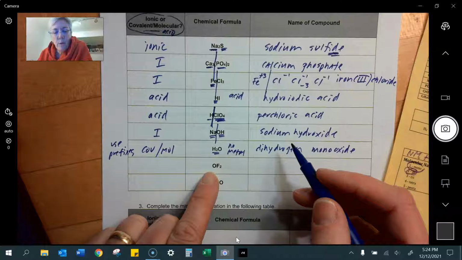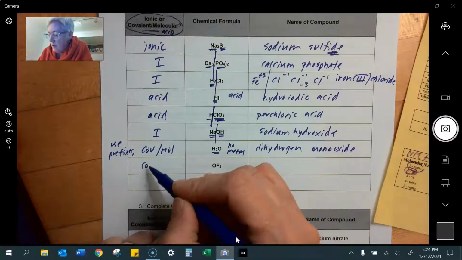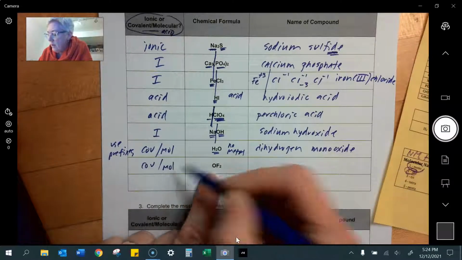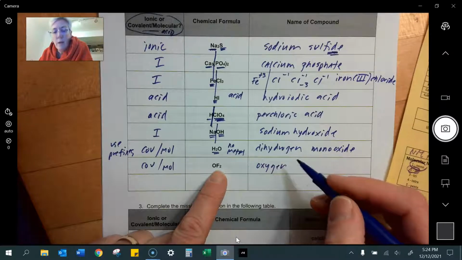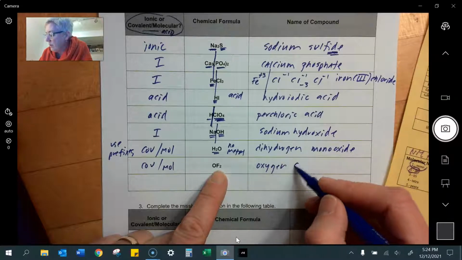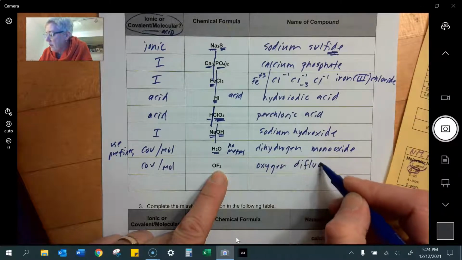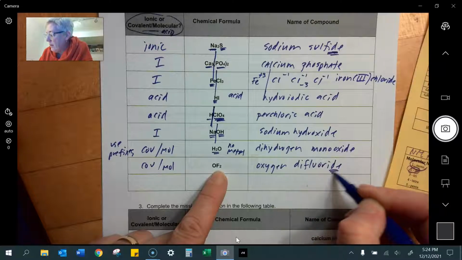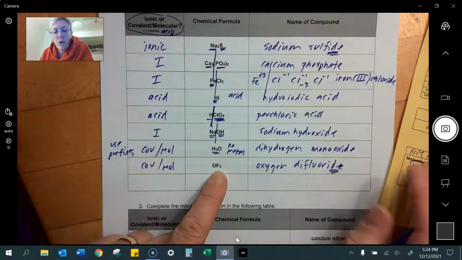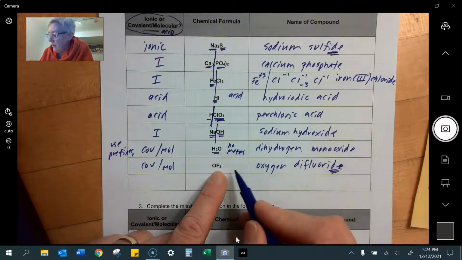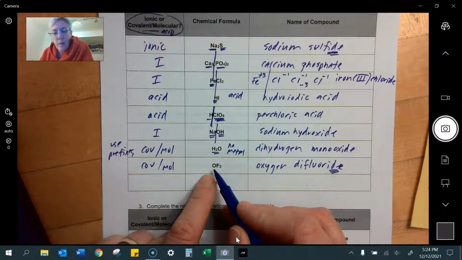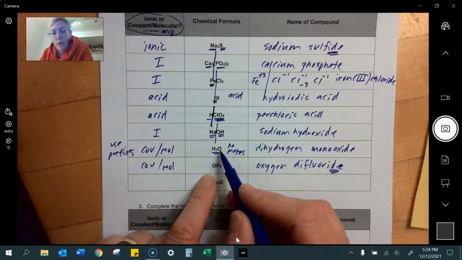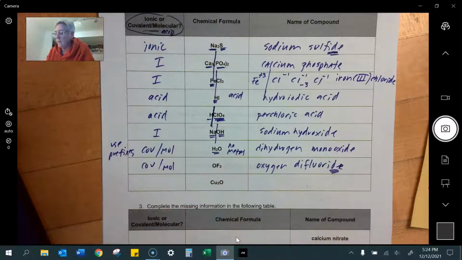In this case, we don't say mono. This is covalent. We just say oxygen. And then we say di, because there's 2 fluorines right there. Difluoride. The ending of the second thing is changed to IDE. And we don't say mono if we have one of the first element. We only say mono if we have one of the second element.